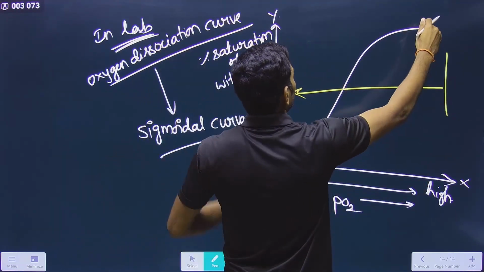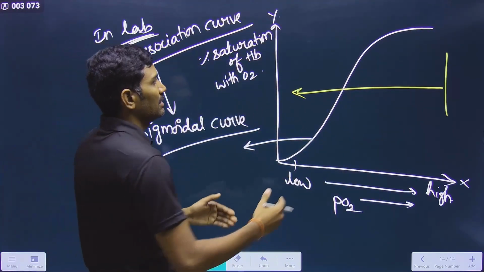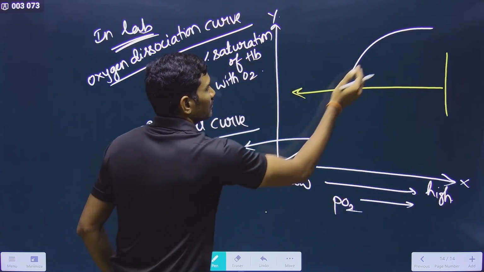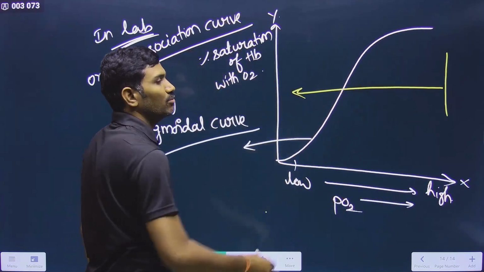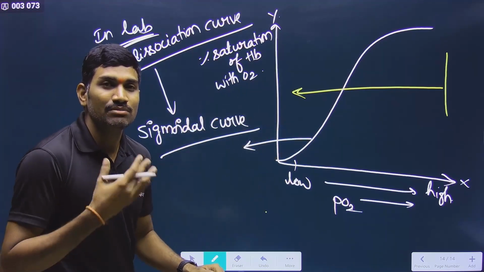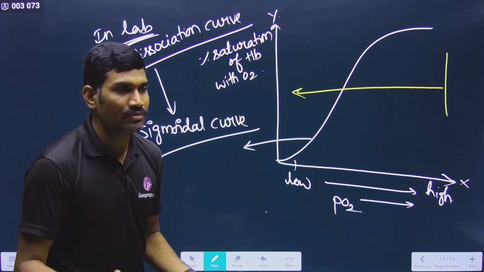Right side to left side. Here it is more saturated, meaning more oxygen is binding with hemoglobin. But when you are moving from right to left, when partial pressure is decreasing, now what happens? Saturation of hemoglobin is decreasing. What is the meaning of this? Saturation of hemoglobin is decreasing means hemoglobin is releasing the oxygen. That's the meaning, right?